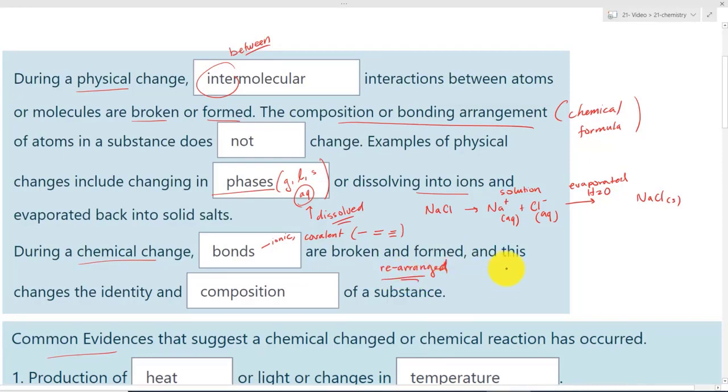And a common example of a chemical change would be like this. O2 plus H2 form H2O. Okay, that's a common chemical change. You have one substance mixing with another substance. You have a completely brand new product.